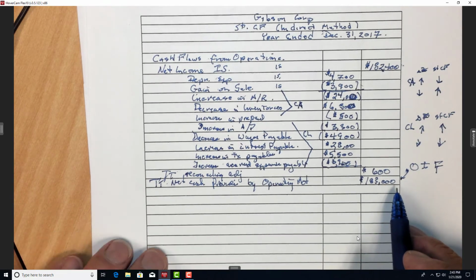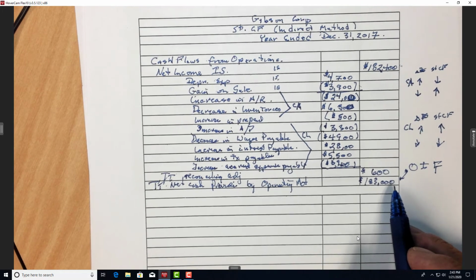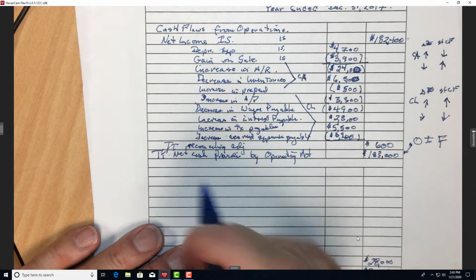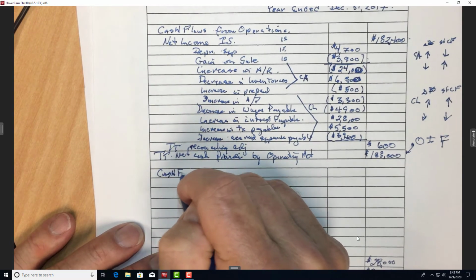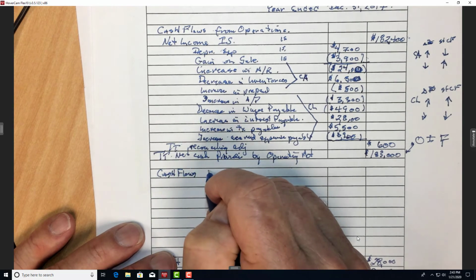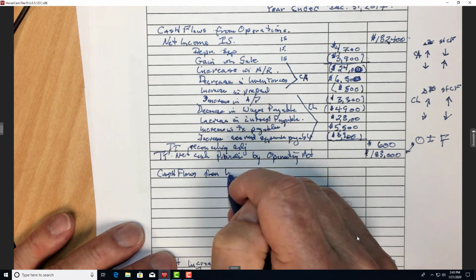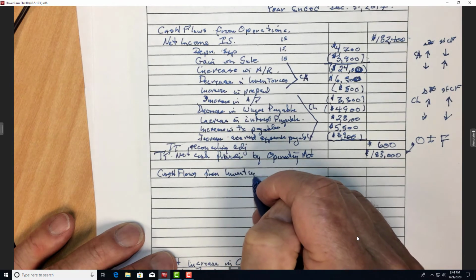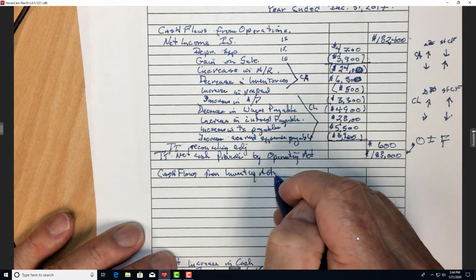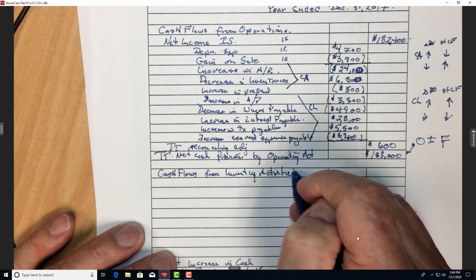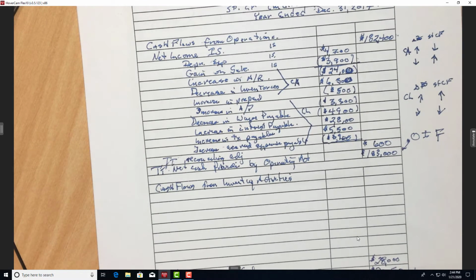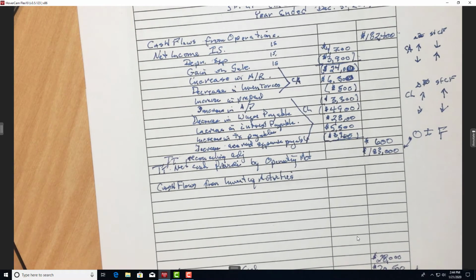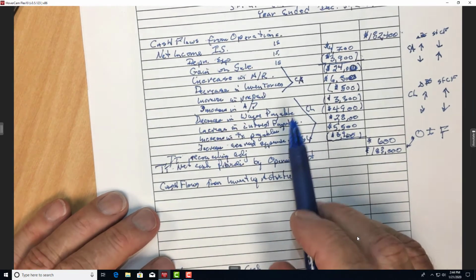Okay, so remember our OIL, except this is really F. So the operation portion provided is 183,000. We next have to look at cash flow from investing activities.